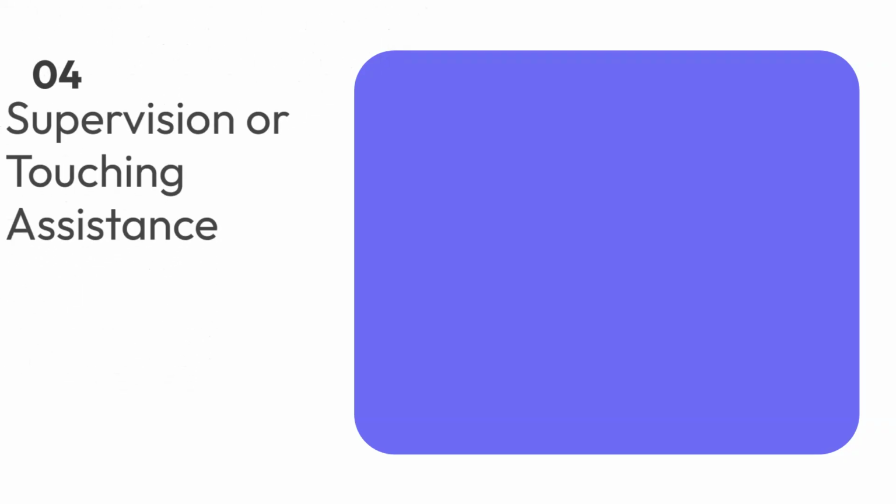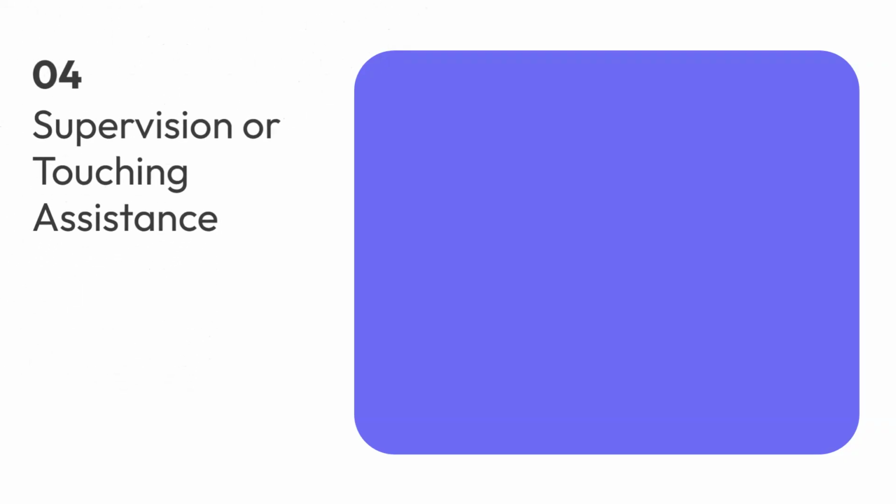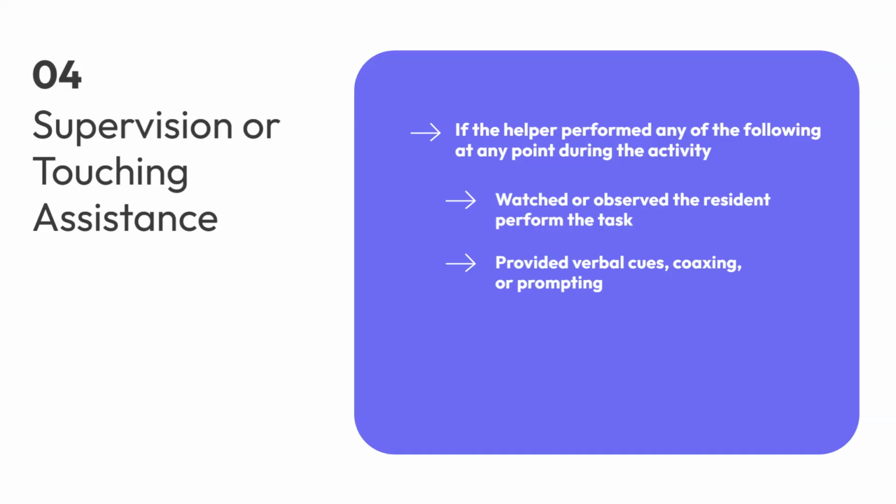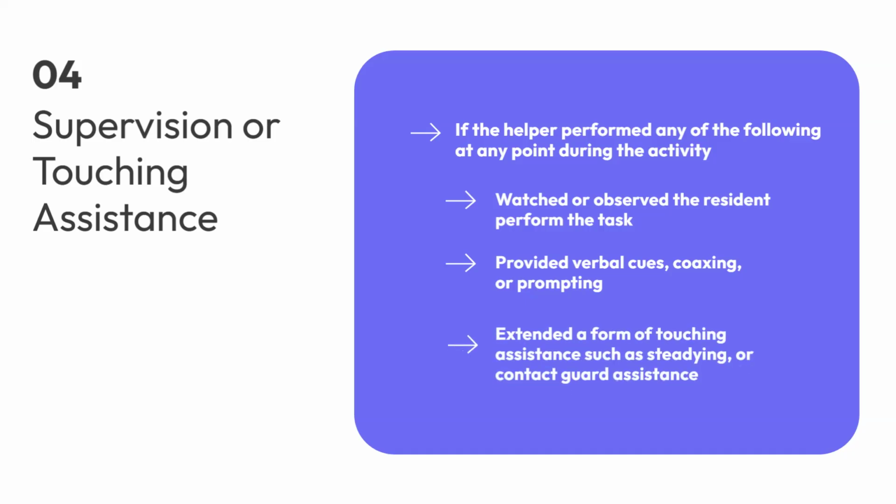4, supervision or touching assistance, should be used if the helper performed any of the following at any point during the activity: watched or observed the resident perform the task, provided verbal cues, coaxing or prompting, or extended a form of touching assistance such as steadying or contact guard assistance.